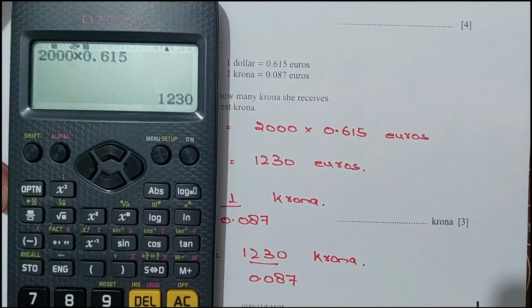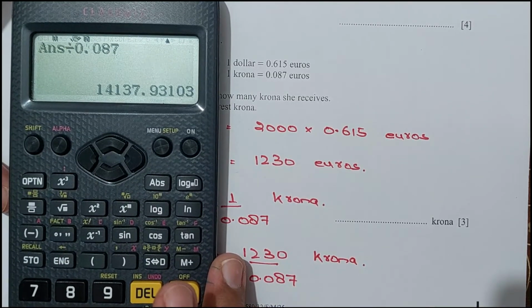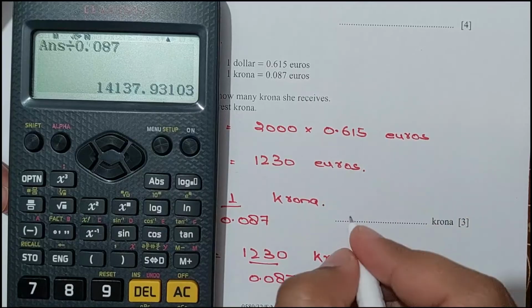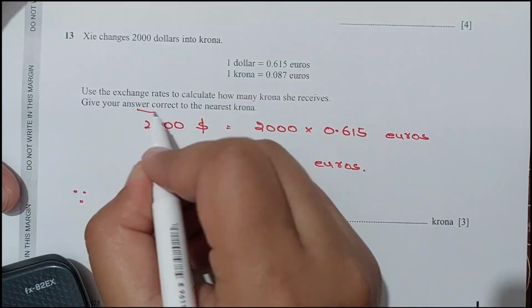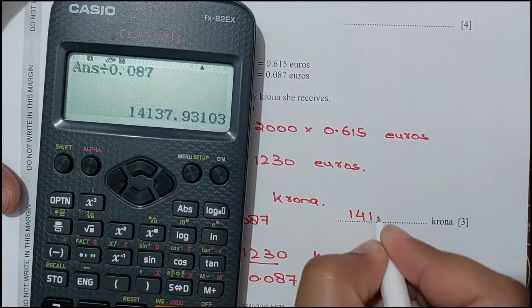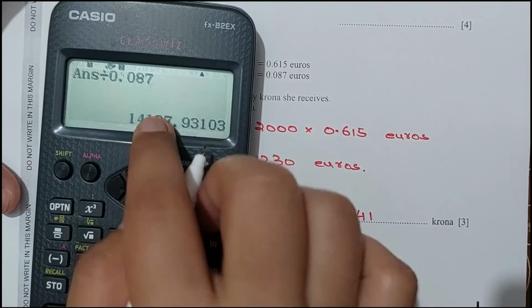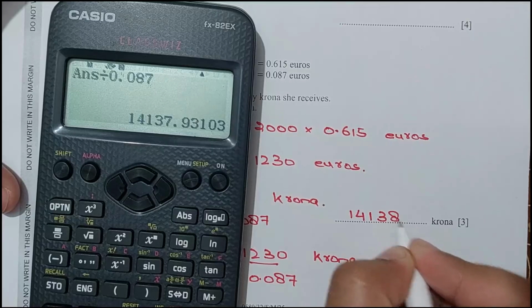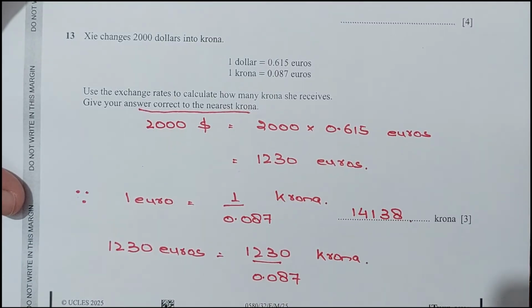So divided by 0.087, this is 14137.9. So correct to the nearest krona, we have to find 14,137.9 rounds to 14,138 kronas.